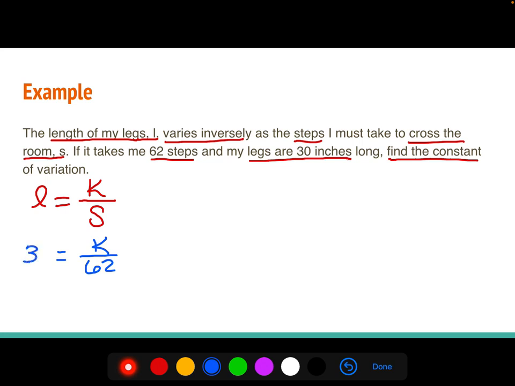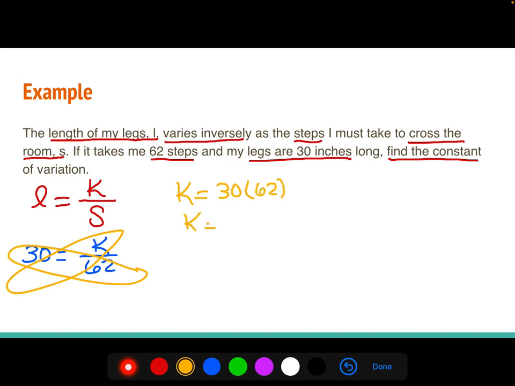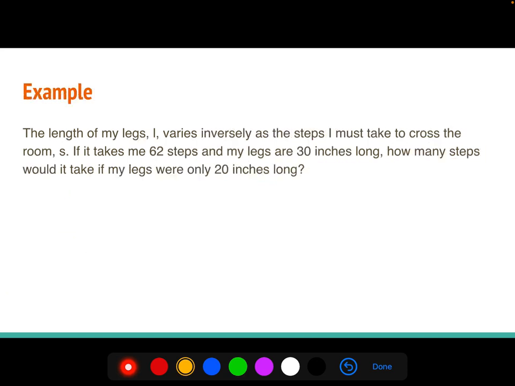Now, we got some numbers given to us, so we're going to plug them in. So 62 steps, and my legs are 30 inches long. And now we're going to find the actual K. We're going to solve for K. Well, you know how to do that. Cross multiply. So you've got K equals 30 times 62. You put it in the calculator and you get 1860. That's your constant of variation. Ta-da! You solved a problem.